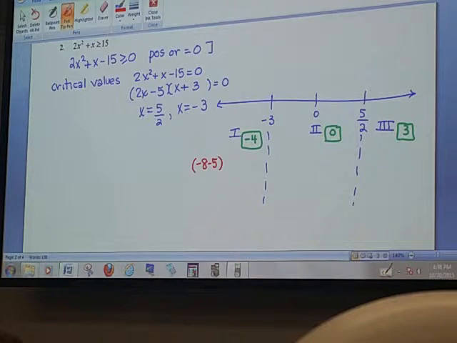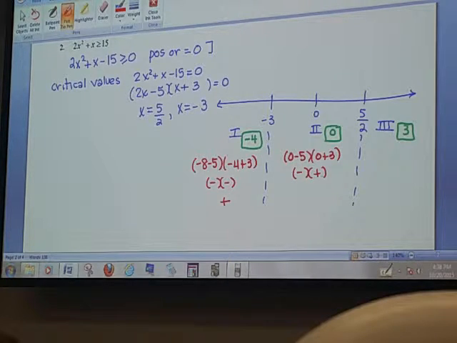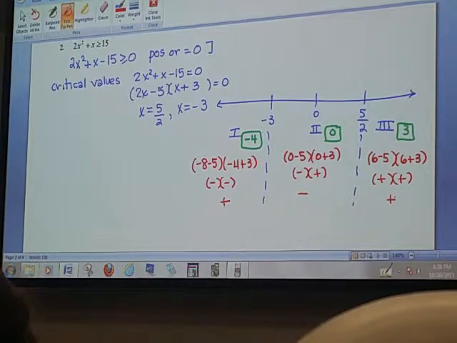-8 minus 5 and -4 plus 3. So that'll be a negative times a negative, which is a positive. I don't care what the numbers are, I just care about the sign. Here I will have 0 minus 5, 0 plus 3. That'll be a negative times a positive, that'll be a negative. And over here I'll have 6 minus 5 and 6 plus 3. So that'll be a positive times a positive, which will be a positive.